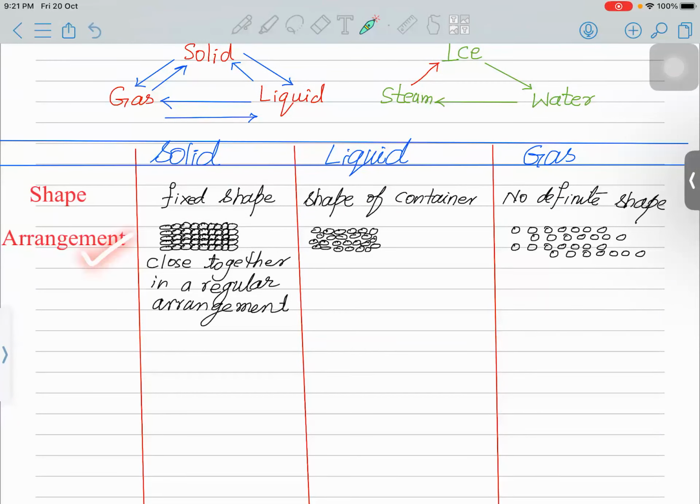Arrangement of particles. Solids are closely packed together, and the arrangement is regular. For liquid, they are also close together, in an irregular arrangement.